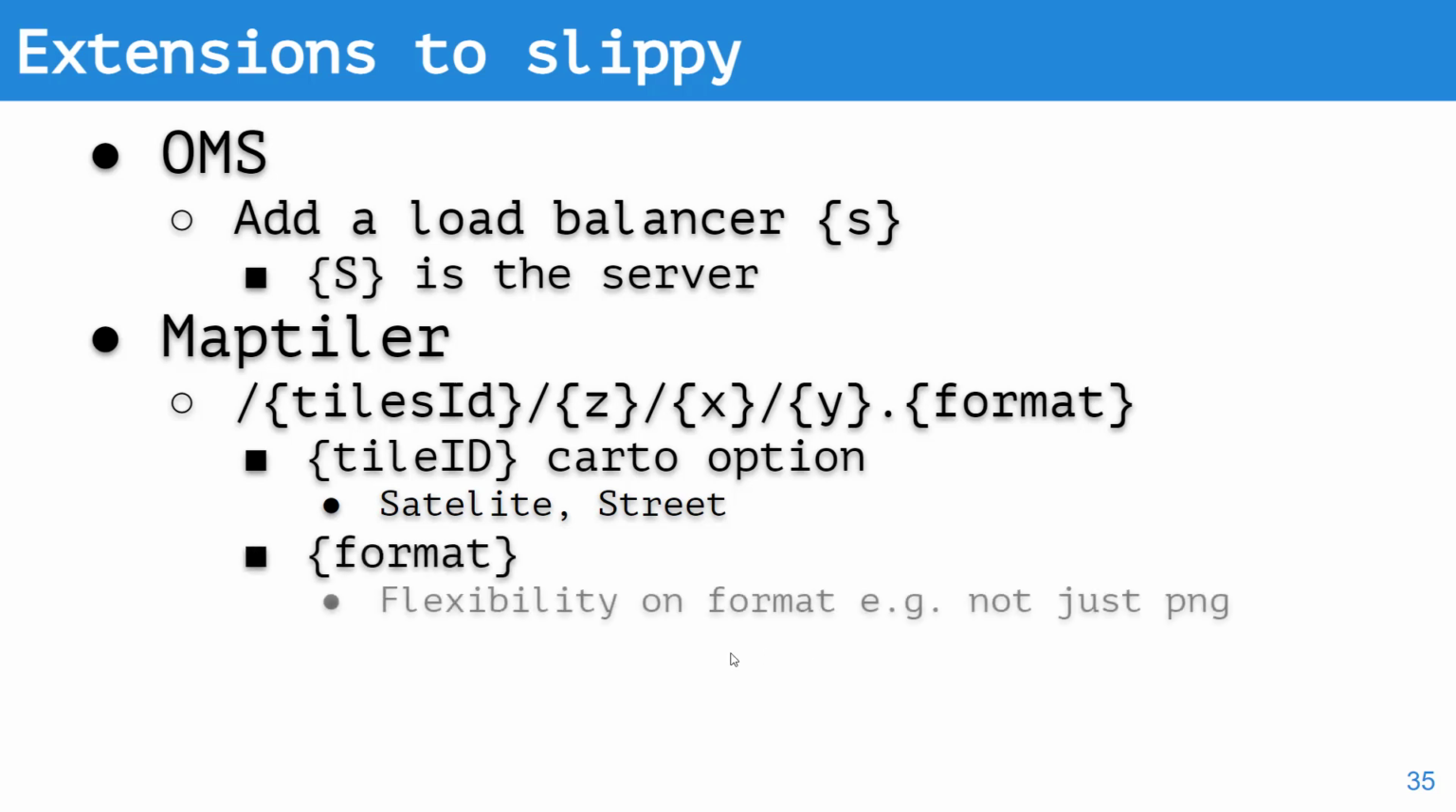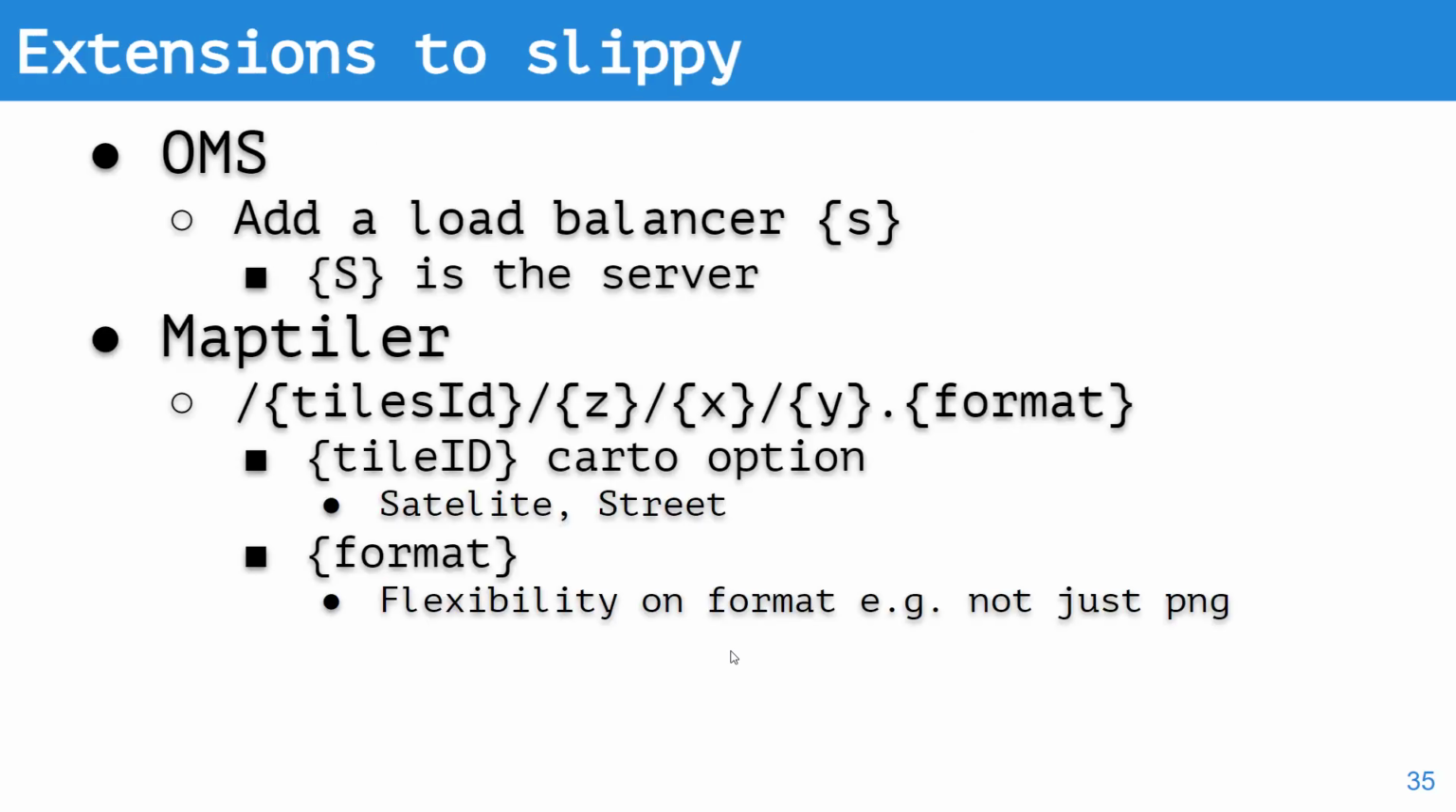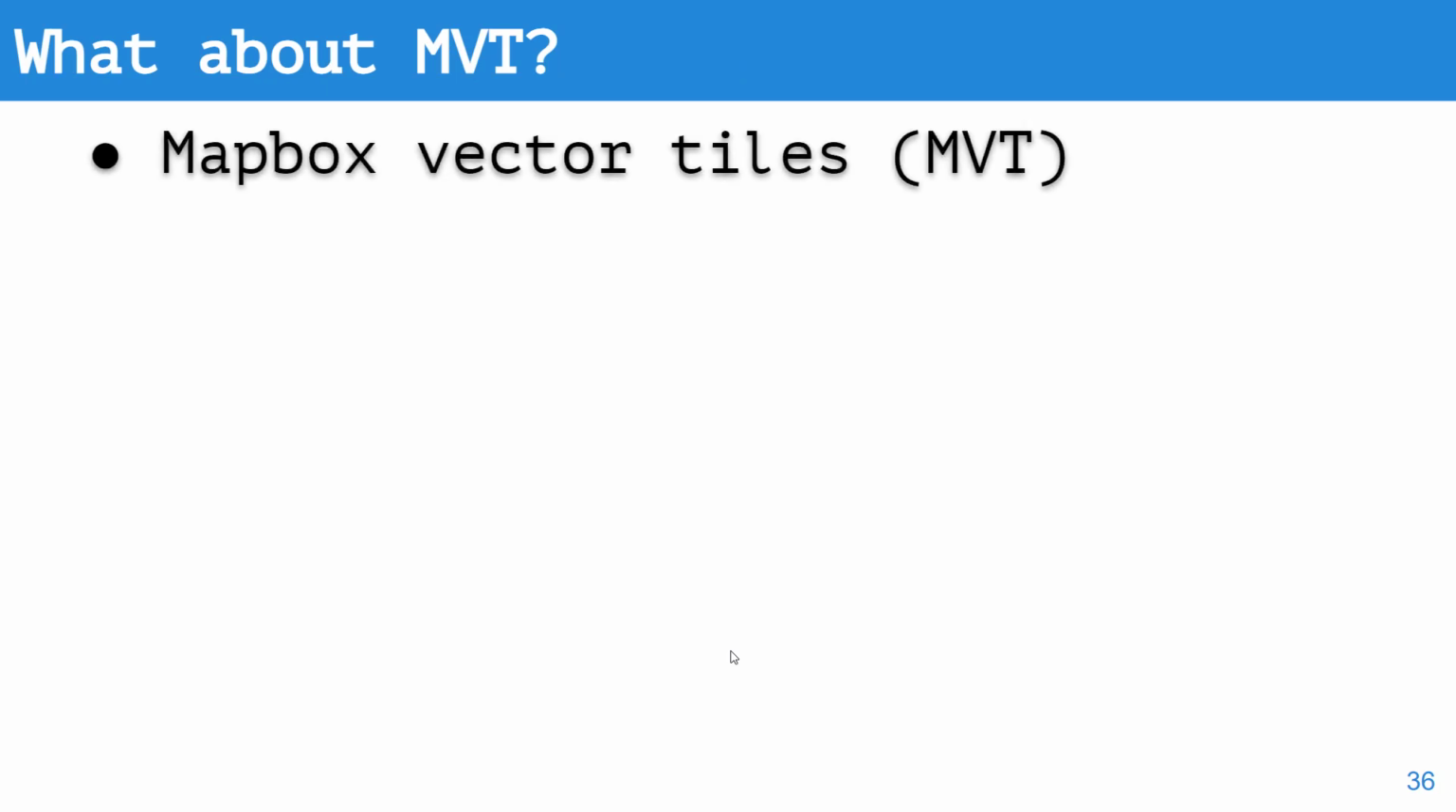Right. Format, we can kind of figure out flexibility, not just PNG, maybe JPEG, maybe we'll get fancy, MVT, Mapbox vector tile. Or, should I go back? Why not? Or there's another format out there that we'll go over in a demo, protocol buffer format, which is just a binary version of JSON. Yes, what about MVT? Indeed.